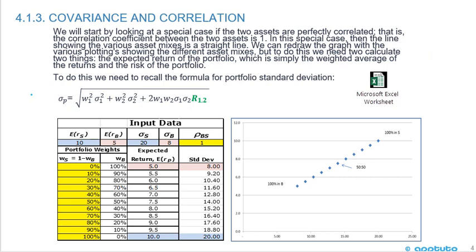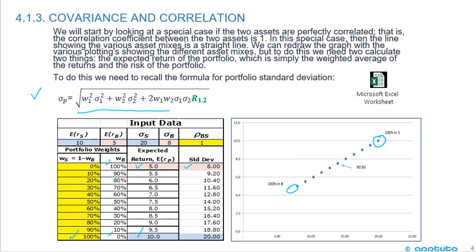To do this, we need to recall the formula for portfolio standard deviation, which I've written here. So here's my data for the graph on the right-hand side. We can see that here's the weight in the stock and here's the weight in the bond. So we start from 100% in the bond. Expected return is 5%, standard deviation of 8, which is basically here at the bottom of the chart. At the other end of the chart, we have 100% in the stock, 0% in the bond. So we have an expected return of 10% and a standard deviation of 20. So you're up here at the top.